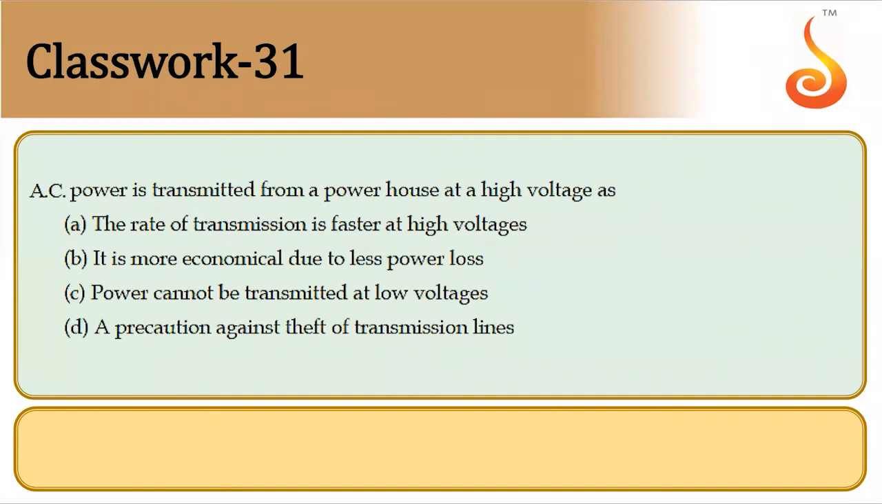AC power is transmitted from a powerhouse at a high voltage as the rate of transmission is faster at high voltages. It is more economical due to less power loss. Power cannot be transmitted at low voltages, a precaution against theft of transmission lines.